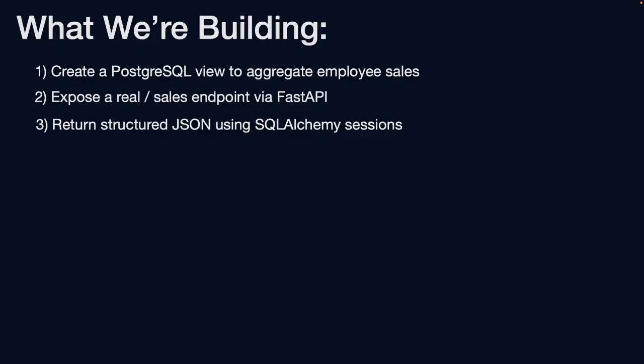Before we start coding, let's explain the architectural decision. In production systems, heavy logic belongs close to the data, not scattered in Python. Instead of querying tables directly, we'll use a database view to pre-compute our results. It centralizes logic, protects the API from schema changes, and allows safe aggregation. The database computes, the API exposes.